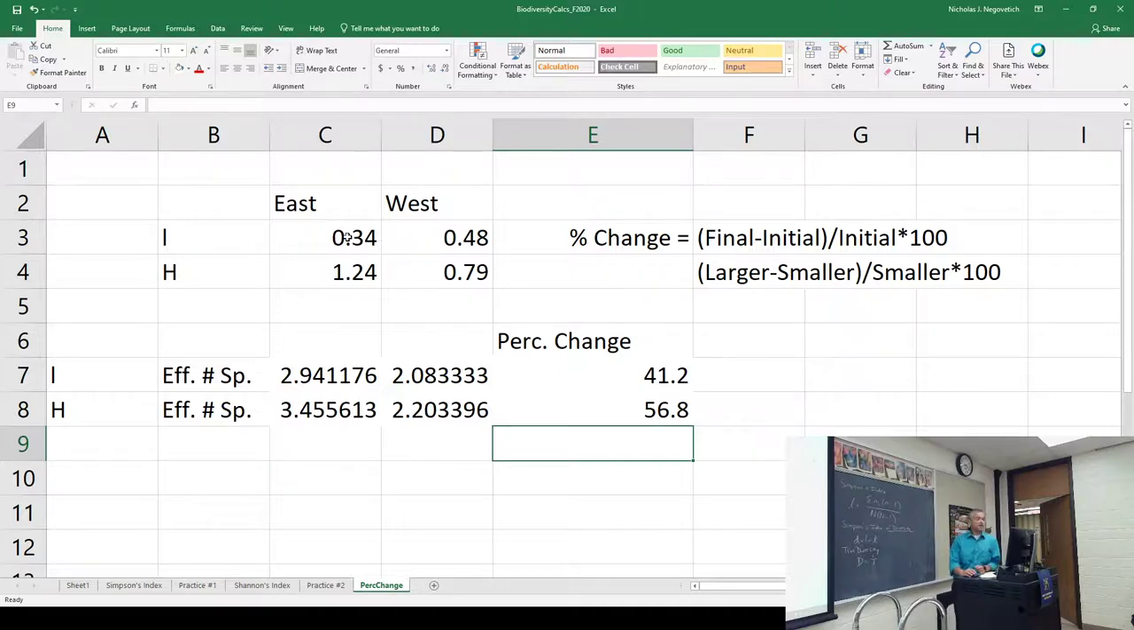We already know east was more diverse, but this percentage change allows us to assign a numeric value of how much more diverse it actually is. We could say, well, it has approximately 1.5 more species, right? But that assumes an even distribution. And that's why we use the effective number, because it allows us to get to that linear scale. All right, not too bad.